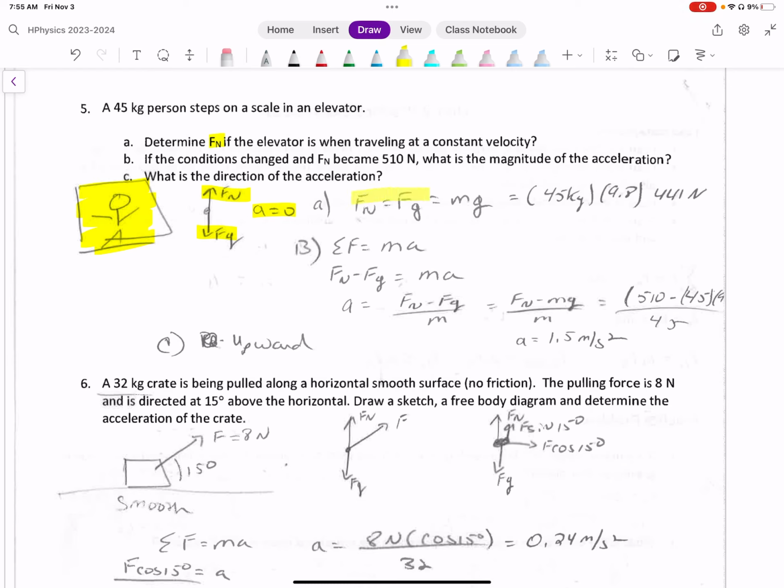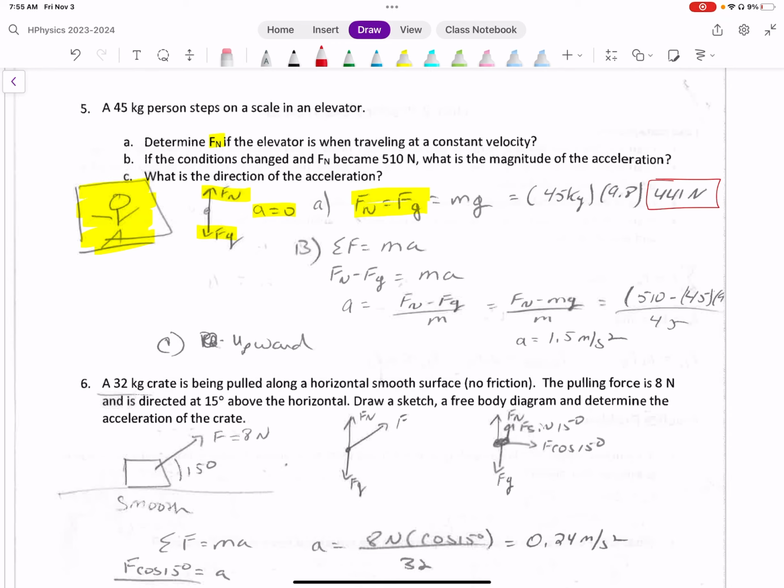We know that the force normal then therefore is equal to the force of gravity, and I can plug in the mass which they gave me times little g on Earth, and I will find that to be equal to 441 newtons. The next question is, they're going to change the condition.